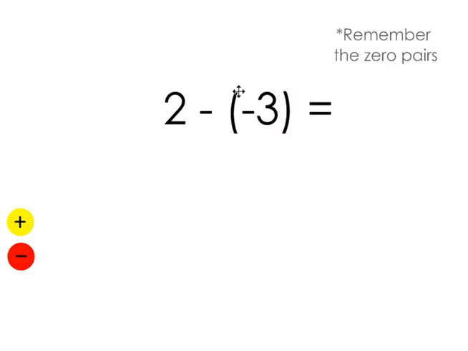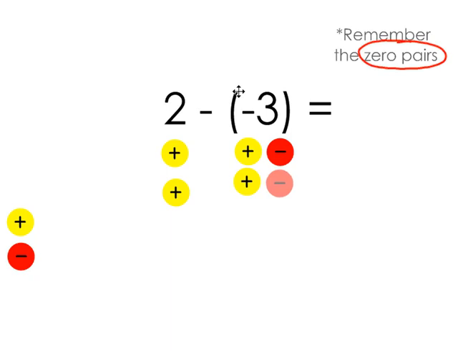Okay, this time we're going to start with positive 2. When we subtract, that means take away. So we need to take away 3 negatives. But unfortunately, we don't have 3 negatives to take away. So what we're going to do is add 0 until we have 3 negatives to take away. So if I add a positive and a negative, that's a 0 pair. And I'm going to keep doing that until I have 3 negatives to take away.